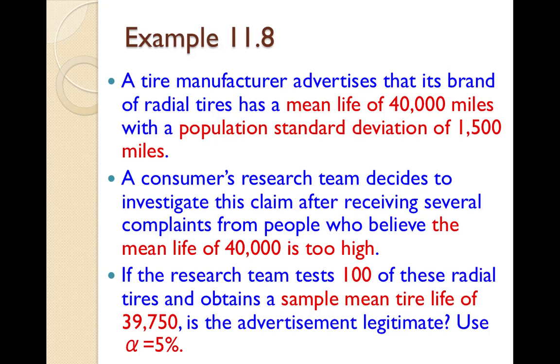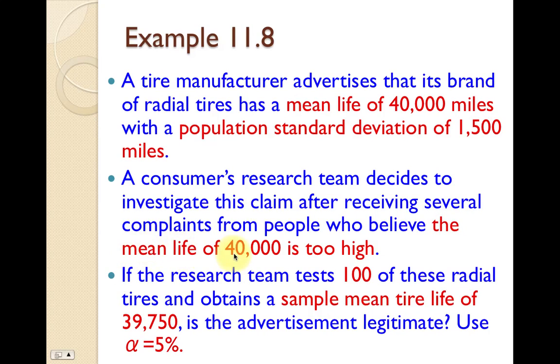When you read a hypothesis test problem from this section, 11.3, there are 6 things you need to highlight out of the text of the problem. The first thing you're reading for is mu. So in here, mu is 40,000. The next thing you're going to read for is sigma, which is 1,500.